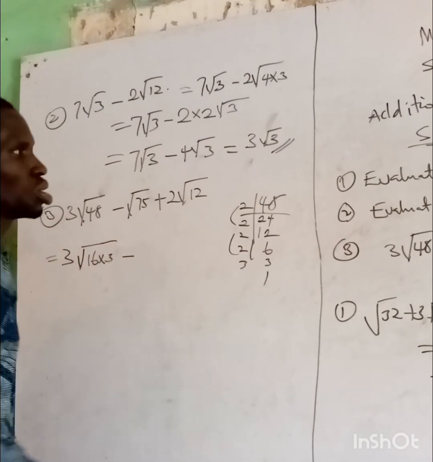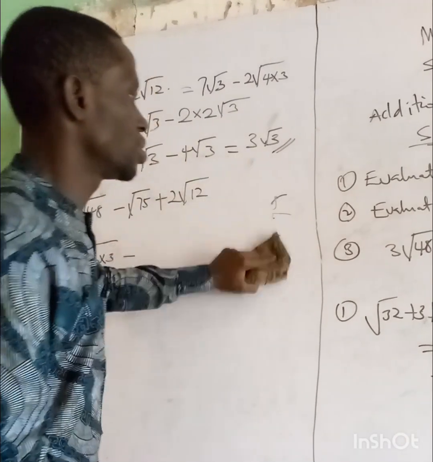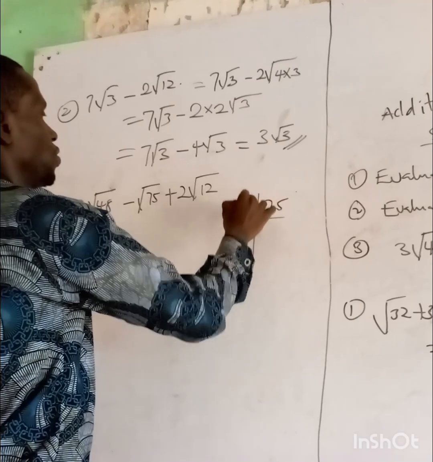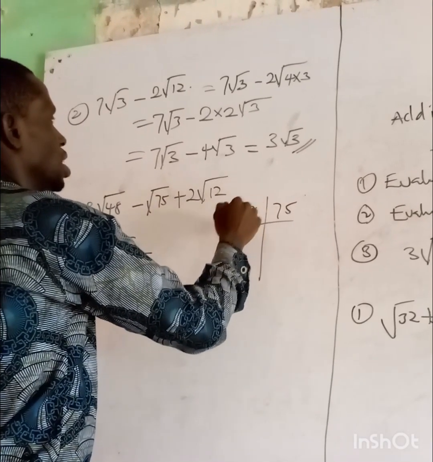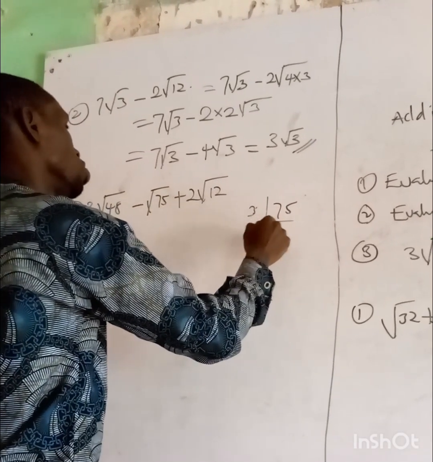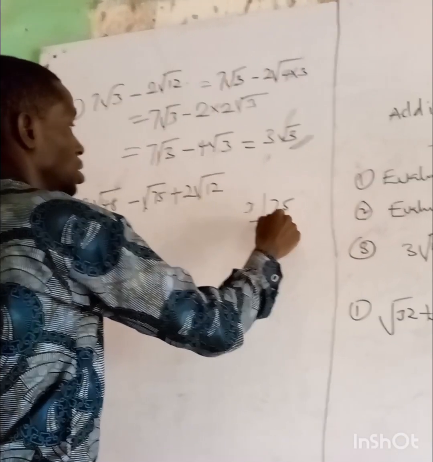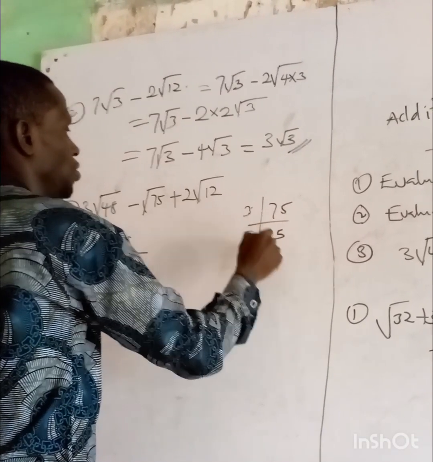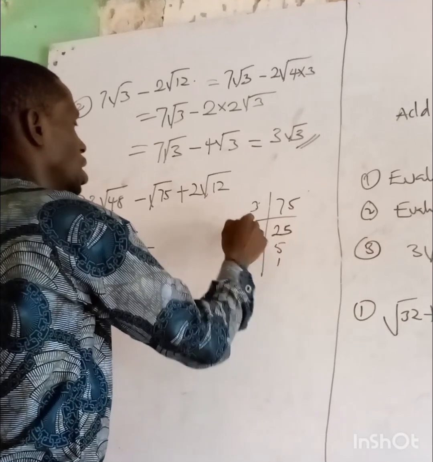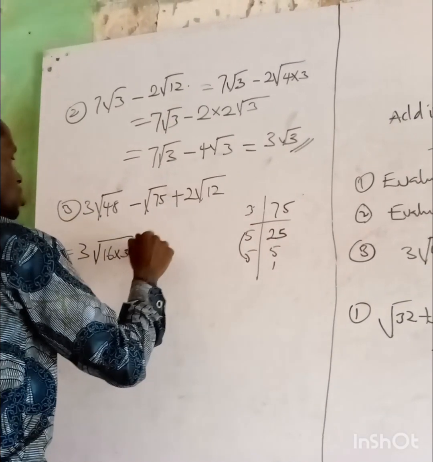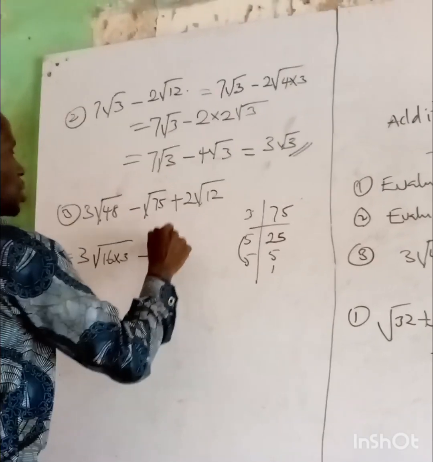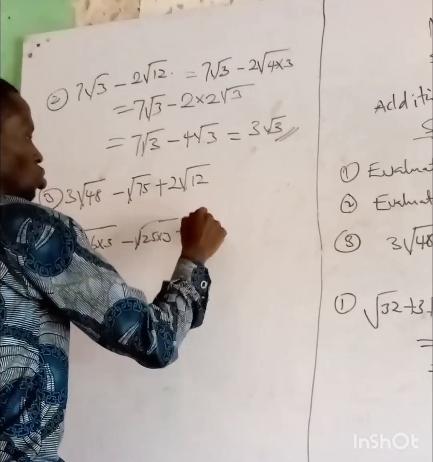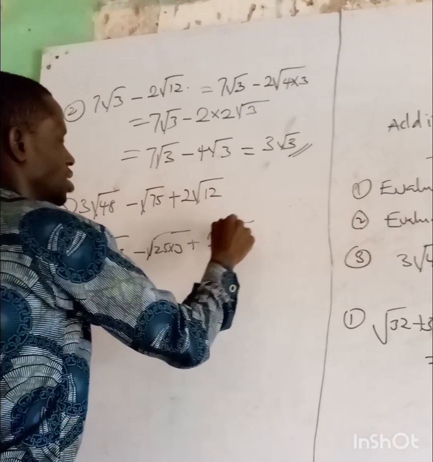Minus root 75. 3 will divide 75 to give us 25. Then 5, 5, 5, 1. That's root 25 times 3, plus 2 root 12. Of course, that's 4 times 3.